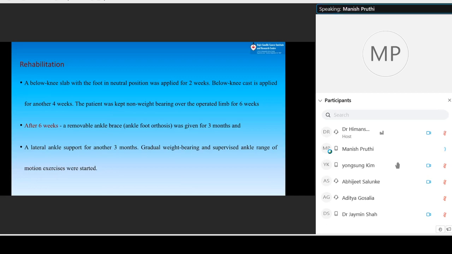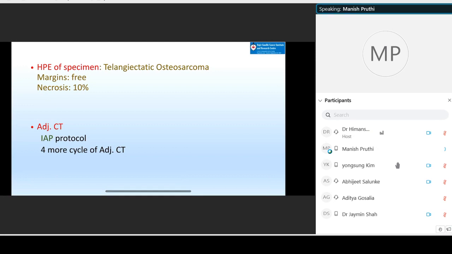The histopathology actually surprised us. They called it a telangiectatic osteosarcoma, which was not seen in the pre-chemotherapy biopsy. The margins were free, but the necrosis was very poor. Then the patient received 4 more cycles of adjuvant chemotherapy based on a 3 drug protocol.